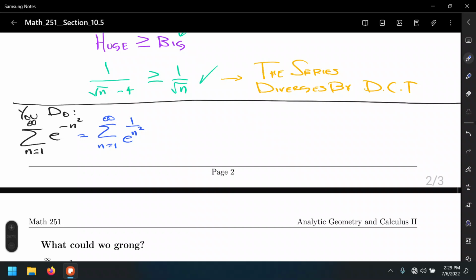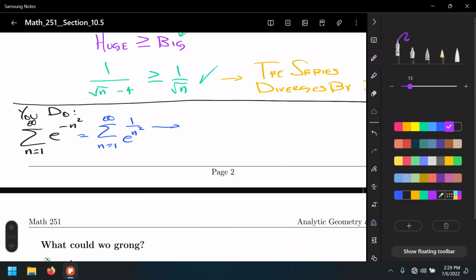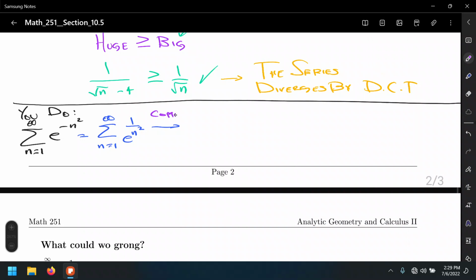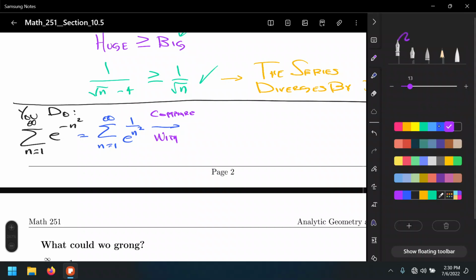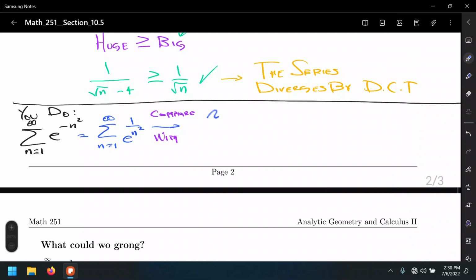From here we need to come up with something simpler to compare with: sigma n equals 1 to infinity, 1 over e to the n. Why am I coming up with this new series? Well, think of 1 over e to the n squared. Where are these going for large values of n anyway?